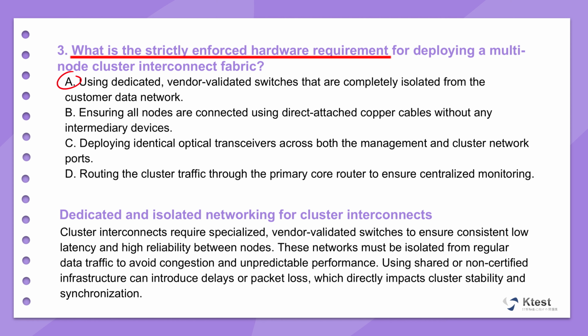Direct attached copper cables without switches only work for a 2-node switchless cluster. If you have a multi-node cluster, meaning 3 or more controllers, you fundamentally need intermediary switches to route the traffic between them all. Makes sense. And option C is incorrect because management ports usually run at slower legacy speeds like 1 gigabit, while cluster ports run at 40 or 100 gigabit. They physically cannot use identical transceivers.